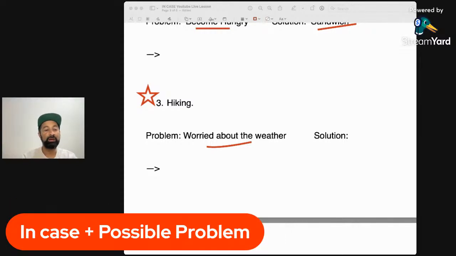All right, so you're worried about the weather. Now that can mean many things. So what is your sentence for this? How do you prepare for being worried about the weather? What type of weather are you worried about? I'm not going to give you more hints.